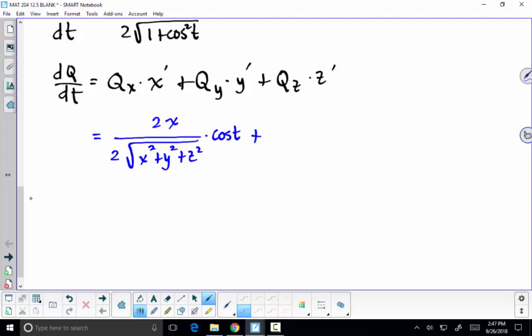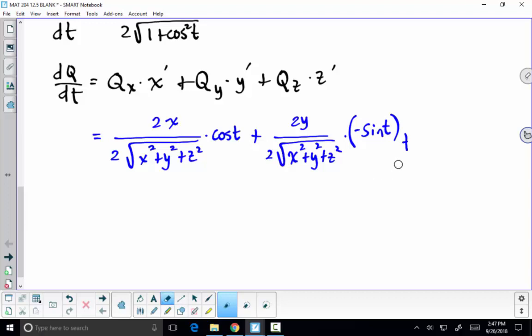q sub y, same exact as q sub x, except that we have a 2y in the numerator. And we'll cancel those 2's in the next step. And that one was cosine, so the derivative will be minus sine. And isn't the last one identical? Yep. So we're going to have 2z, and that one is going to be a minus sine of t also, and then the same denominator.